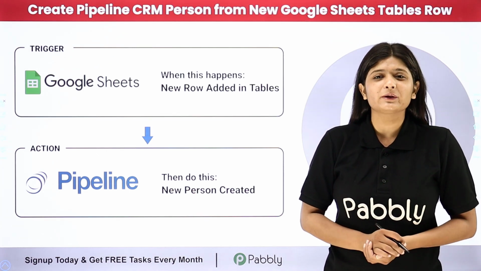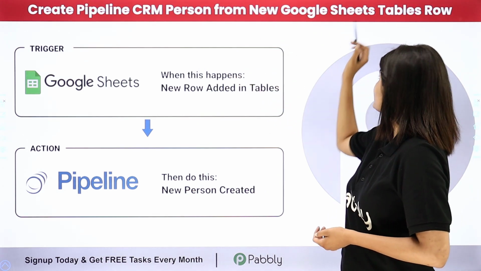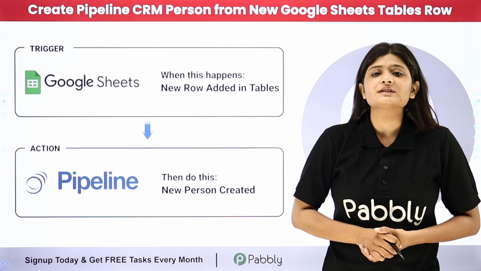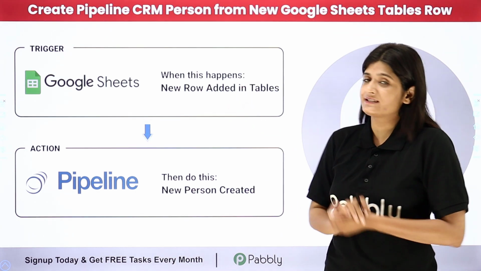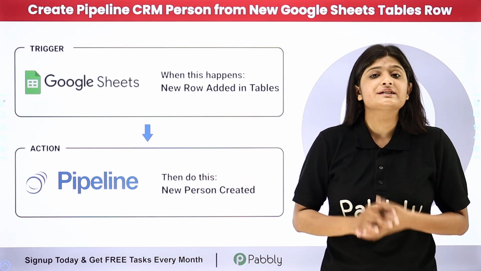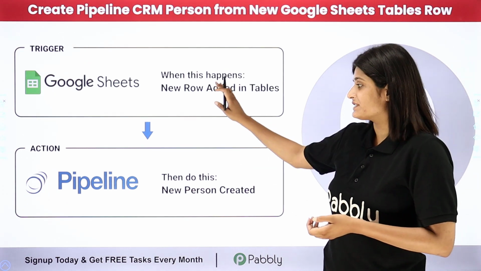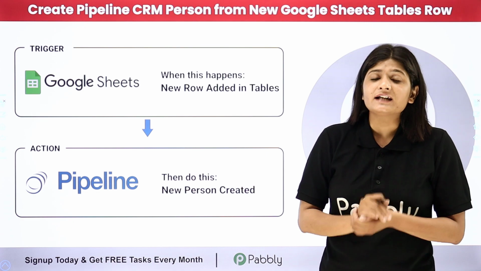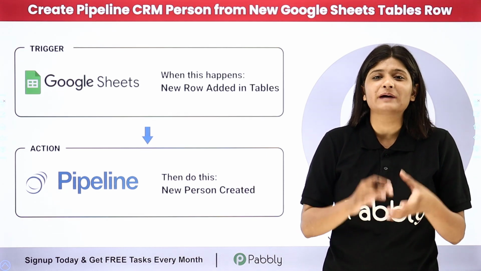So in this video, we are going to learn how to create Pipeline CRM person from new Google Sheets tables row. So let's suppose I am a sales team lead and handling all my customers' data in my Google Sheets tables. I am creating persons in Pipeline CRM from my Google Sheets tables manually, but now I want that whenever I add a new row in the Google Sheets tables, it is sent to Pipeline and the persons are created automatically. I can do this automation with the help of Pabbly Connect.